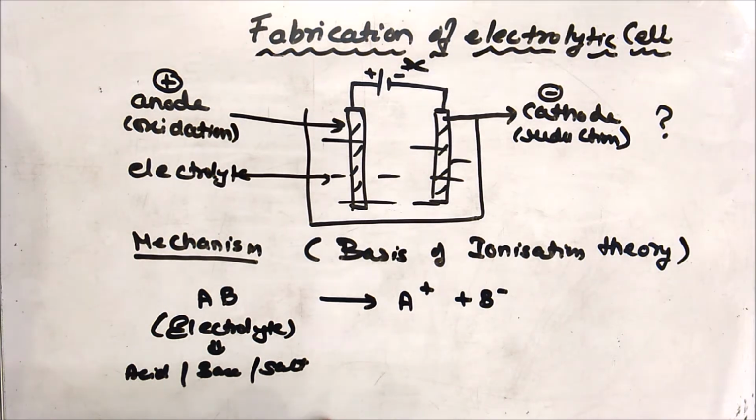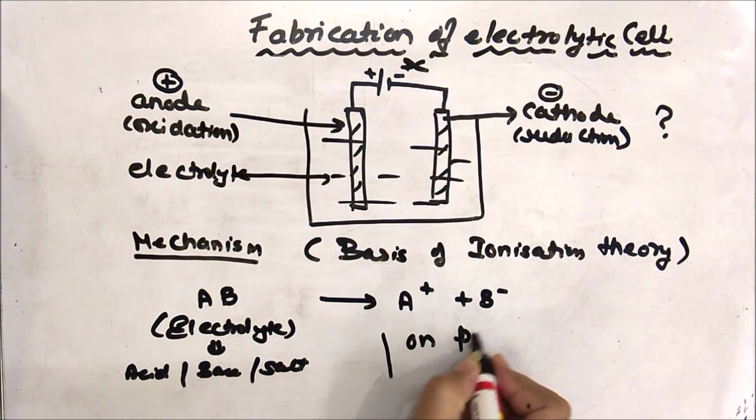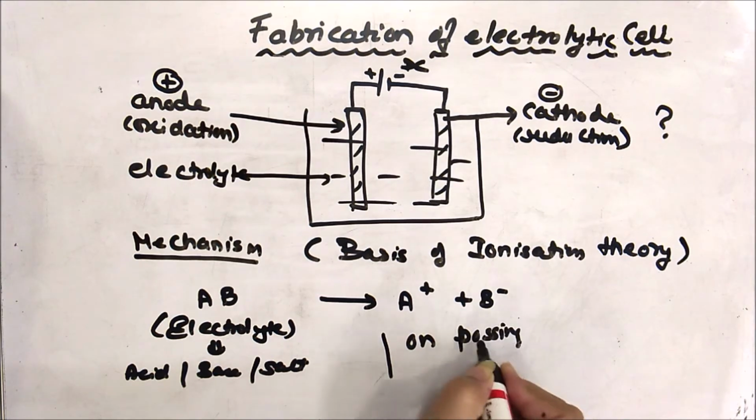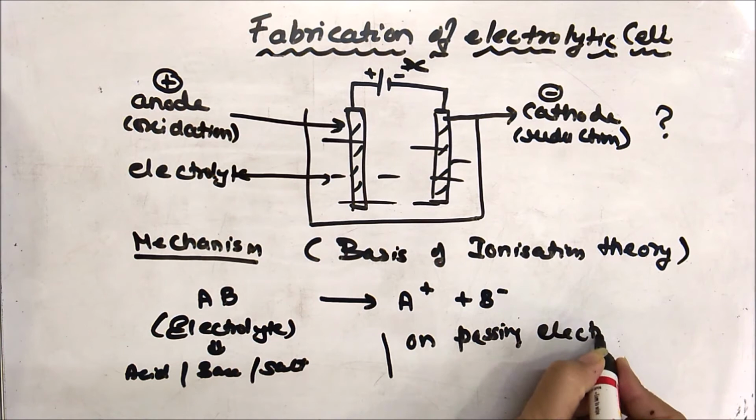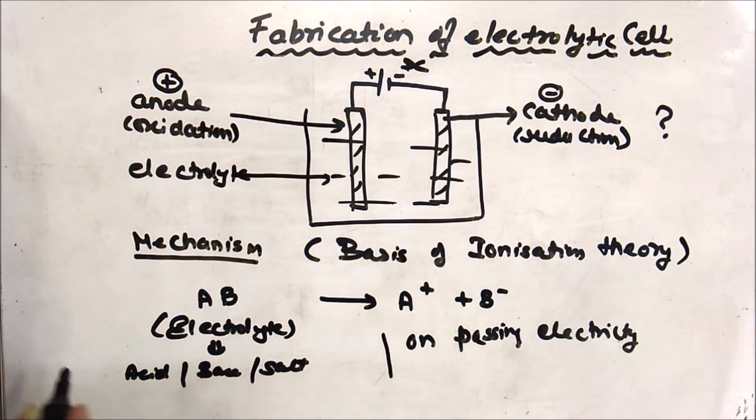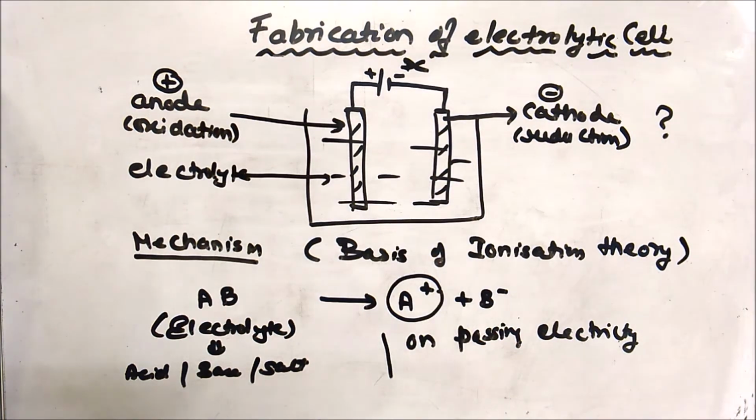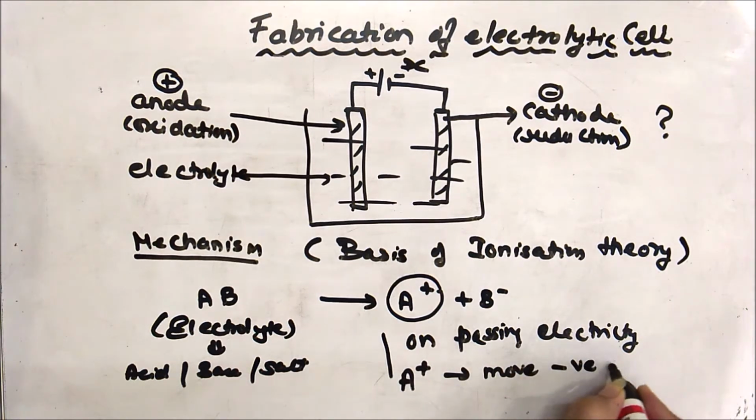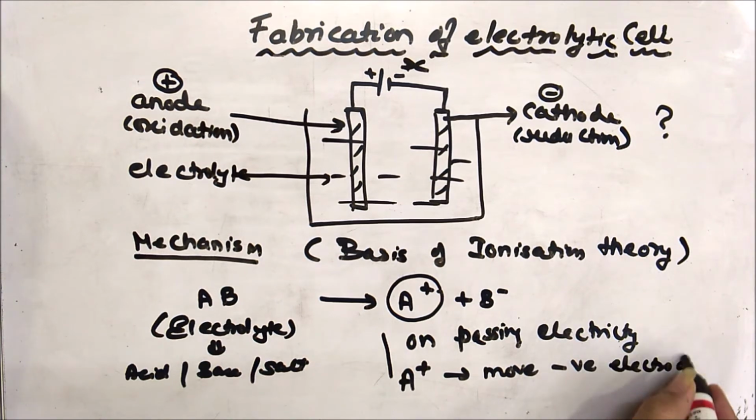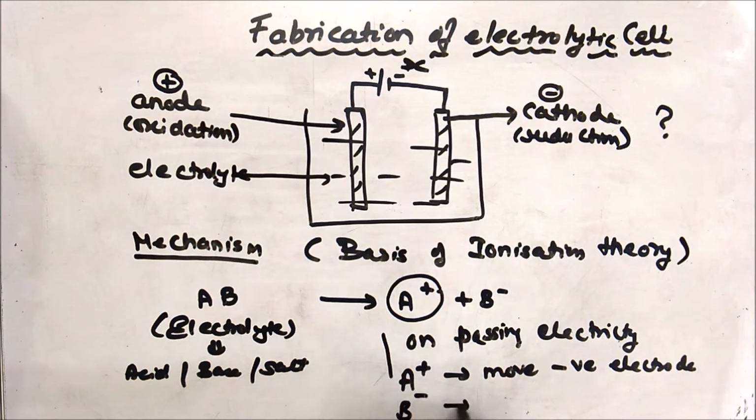Now students, what happens on passing electricity? When you pass electricity, an electric current, this positively charged ion will move towards the negative electrode. This positively charged ion will move towards the negative electrode, right? Because oppositely charged ions always attract each other, and the negatively charged ion will move towards the positive electrode.